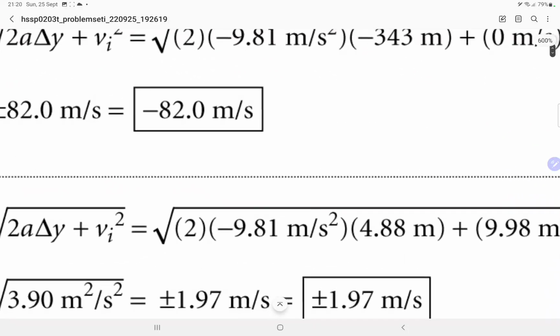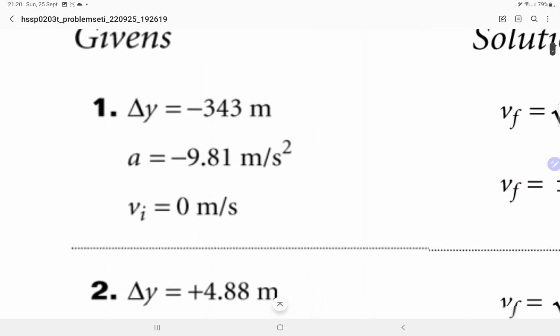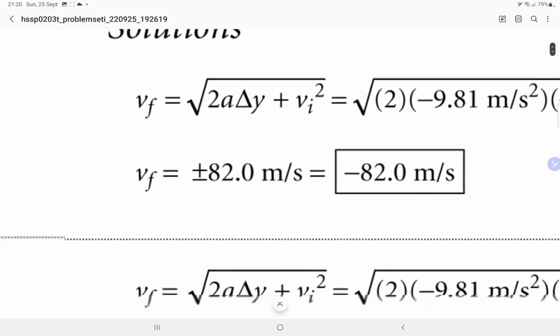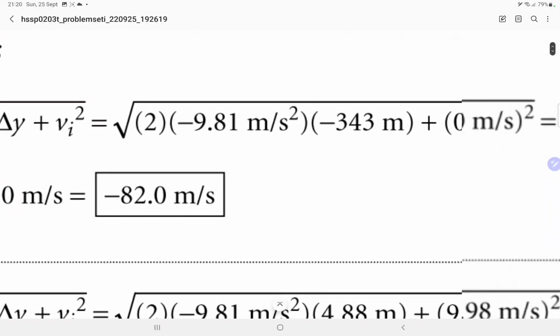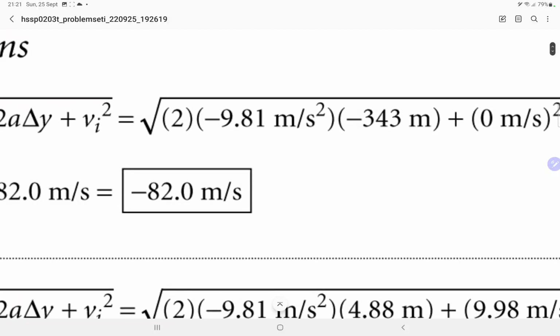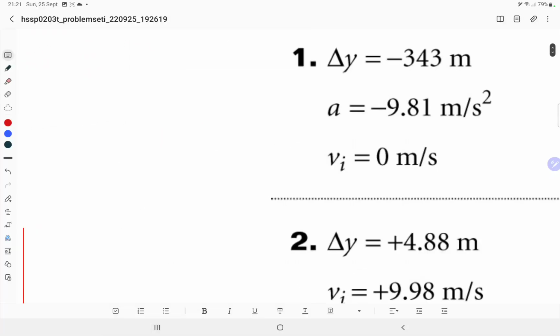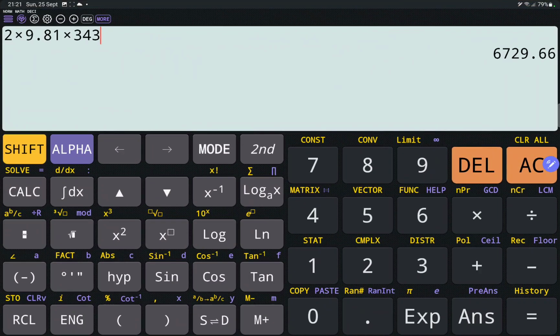Okay, why is there a mistake here? Negative 3. Okay, so far 2 times V initial, that's 0, correct? Maybe my calculation was wrong. Oh, what in the world have I done? I'm really sorry, guys. Yes, the square root of that. So I'm sorry. Okay, square root of 6729.